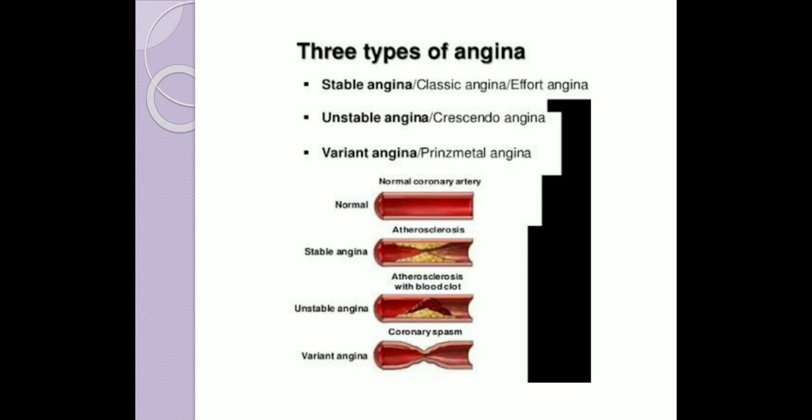In this picture, I have shown what exactly happens in all the types of angina. You can see that when the coronary artery is normal, the lumen of the artery is more, but when there is stable angina, then atherosclerotic plaque formation occurs. In unstable angina, there is atherosclerotic plaque with blood clot. Then last one is variant angina. In that, coronary spasm occurs.